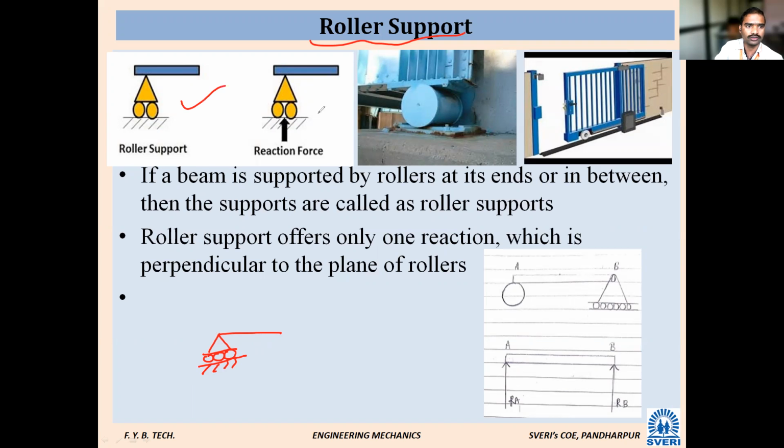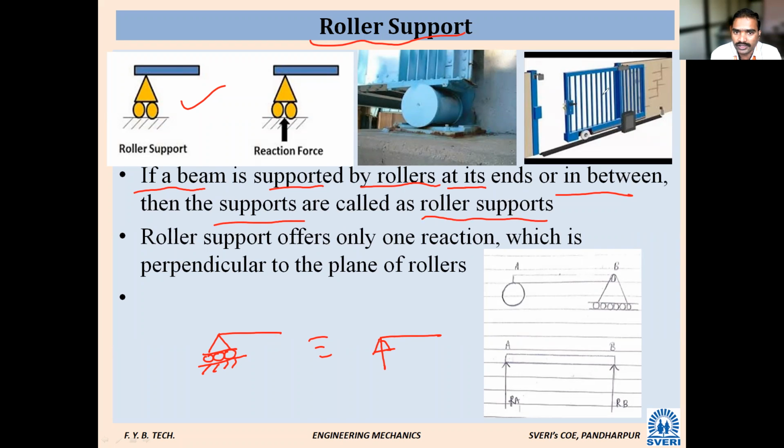Okay, so how they have given. When you remove that roller support, the beam will have one vertical reaction. See, what is roller support? The meaning is, if a beam is supported by rollers at its ends or in between them, the support is called as roller support.